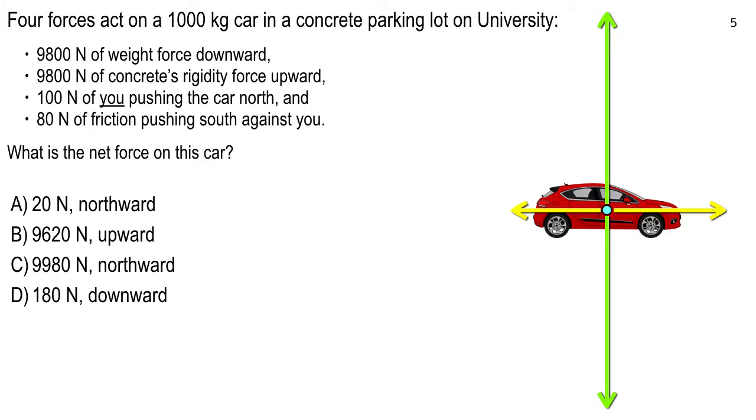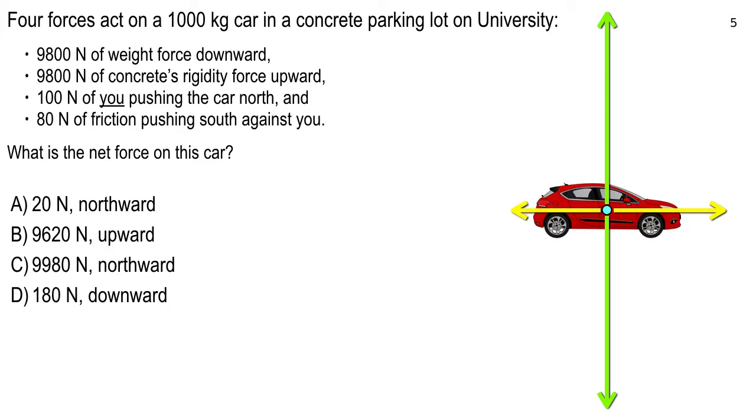Four forces act on a 1,000-kilogram car in a concrete parking lot on University. 9,800 newtons of weight force downward, 9,800 newtons of concrete's rigidity force upwards. Those are the two big green arrows in the vertical dimension. 100 newtons of you pushing the car north, that's to the right, the yellow arrow. And then 80 newtons of friction pushing south against you. Okay, that's the one on the yellow arrow to the left. The question, what is the net force on this car?